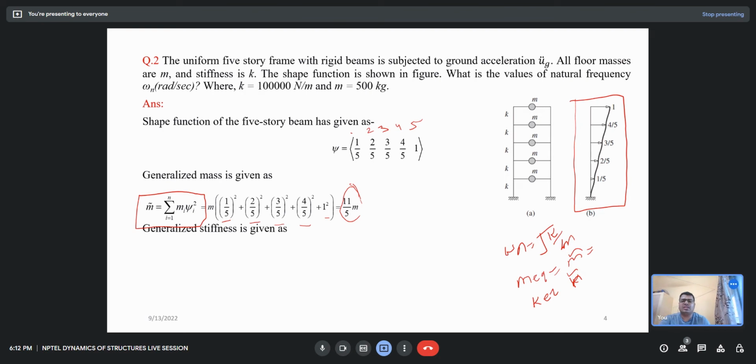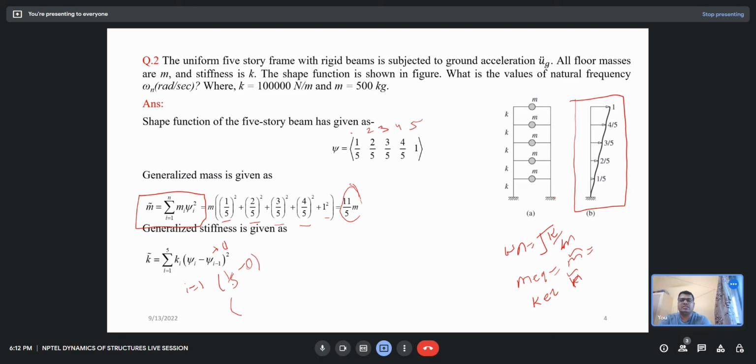Now the same way I have to determine the generalized stiffness, which is given as k is equal to k_i times (psi_i minus psi_(i-1)) square. For this, the stiffness is also the same for all the stories. So I have taken k out, and for the first story i is equal to 1, and this term becomes 0, like the base. At the base what is my deflection? It is rigid, so it is 0. So that will be 1 by 5 minus 0.